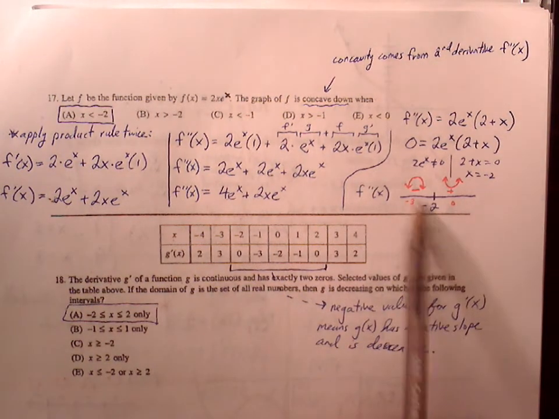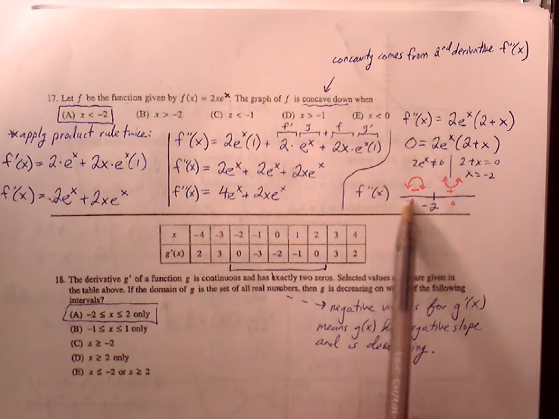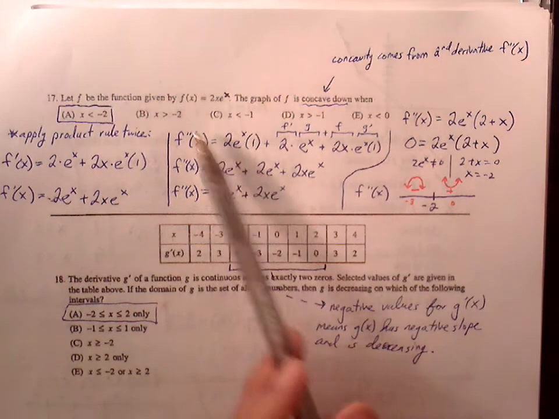So there's a point of inflection, but it's only asking for concave down, so we can say graph is concave down from negative infinity to negative 2, or less than negative 2.